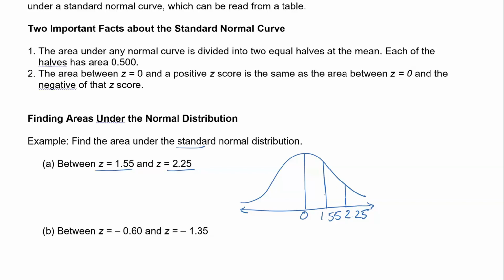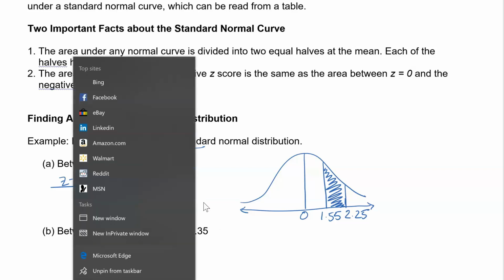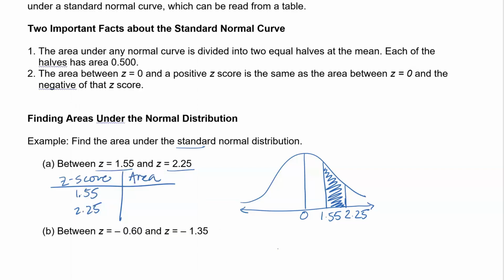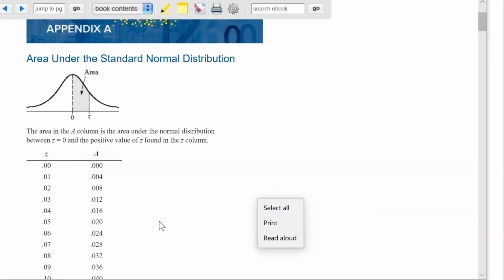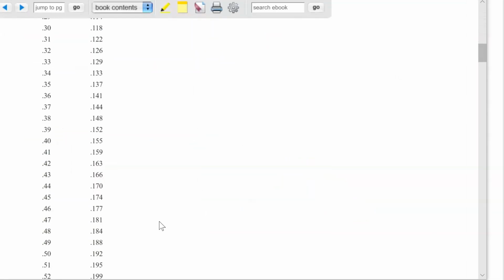If I want to know the area between those two values, then I'm going to shade the area I want to find. Okay, now on the table, I've got a z-score and the table is going to give me an area. Okay, so I've got two z-scores, 1.55 and 2.25. So I'm going to first look up those numbers and then I'm going to draw the picture. So we're going to go to the table, let me pull that up. Okay, we're going to go to 1.55.